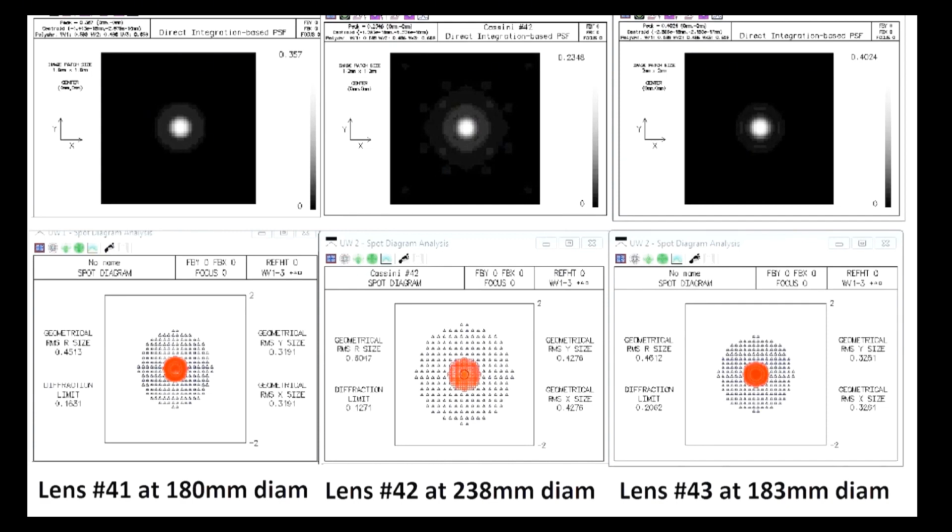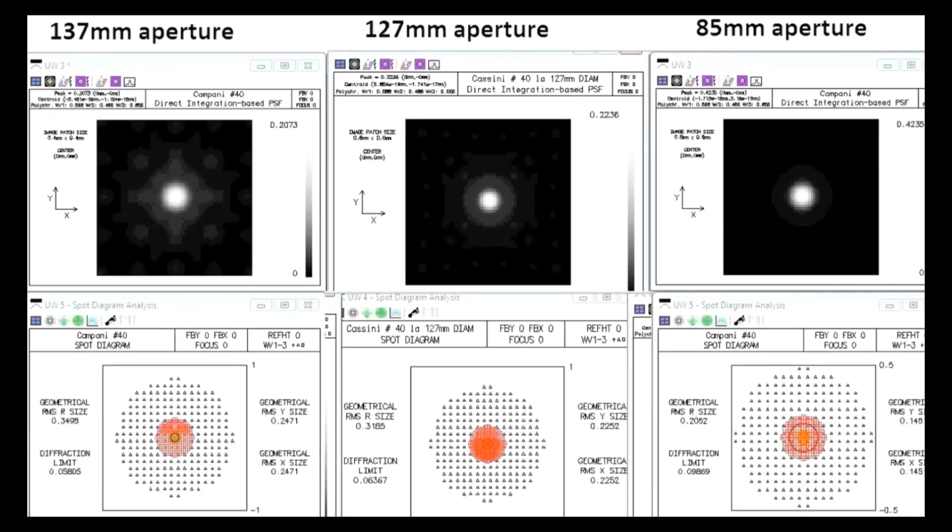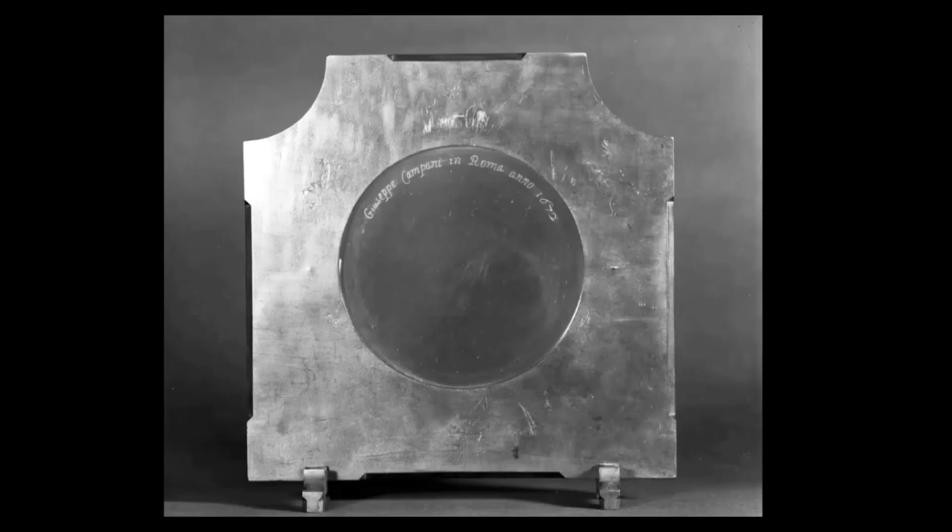Quite good lenses. I'm impressed with the quality. Even the actual process of making the lens is quite mediocre, but the quality is almost modern. It's quite impressive. This is the lens used by Cassini to discover the Cassini division. There was some debate because the lens had a huge aperture, 137 millimeters, but at 85 millimeters it is quite good. So probably this lens was reduced with an aperture mask because it's impossible to see the Cassini division at this huge aperture.